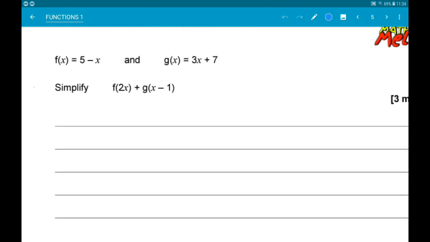Next up, f of x is equal to 5 minus x, and g of x is 3x add 7. We want to simplify f of 2x add g of x minus 1. So let's find both of those. So f of 2x. So here the x just becomes 2x. So it's 5 minus 2x.